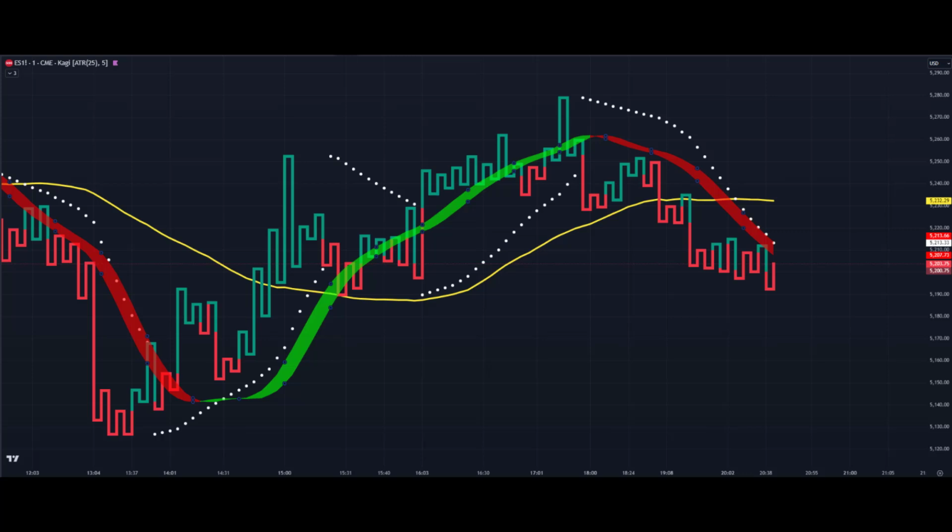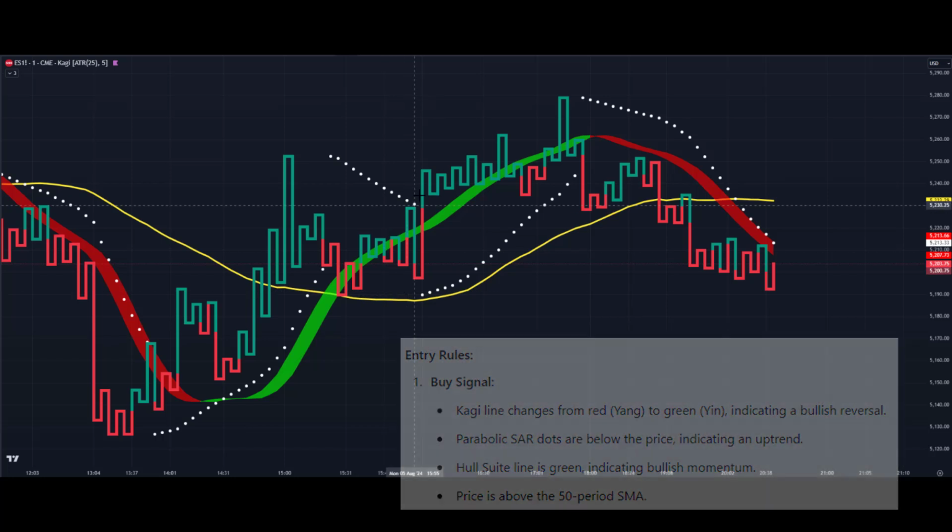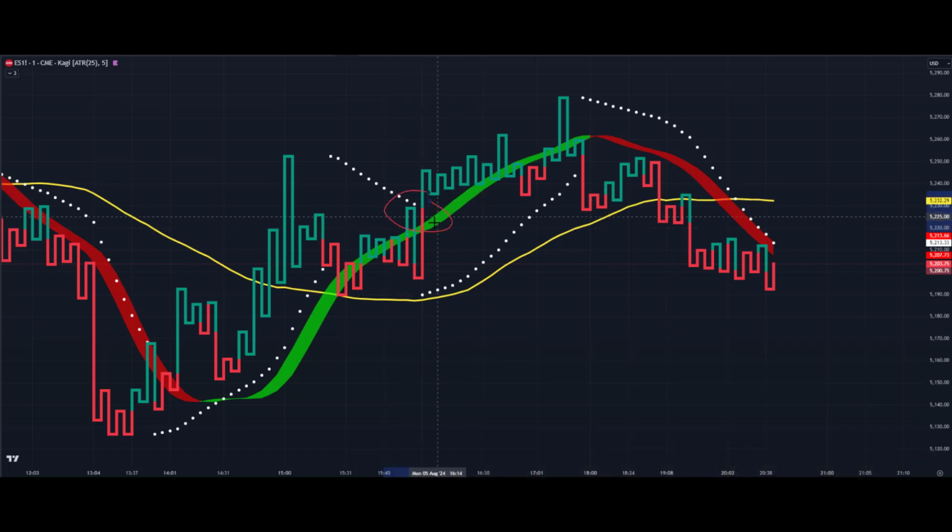Getting in, let's say for a long trade, we want the Kagi lines changing from red to green, indicating a bullish reversal. Parabolic SAR dots have to be below the price. The Hull suite line is green, and the price is above the 50 period moving average. And in this example, we can see it nicely playing out there, above the moving average, above the dots, going from red to green, and above the ribbon.